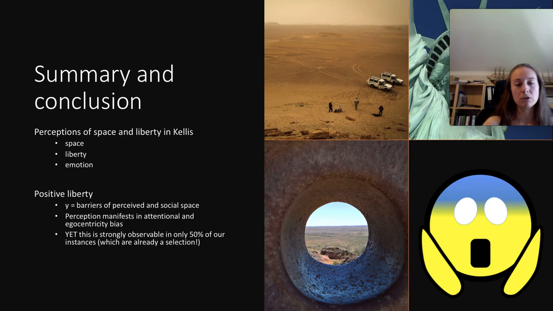Perceived space: people seem to have a problem with travelling, seem to conceptualize journeys as harsh. Social space: well, it takes a long time, so the kind of human agency is not that much there. No high-speed trains or something like that. Perception manifests in attentional and egocentricity bias. We saw that attentional bias is not incredibly common. It's only in about 50% of our already few instances, but we do observe it. Egocentricity bias, in the sense of someone actually shifting to the perspective of the other, is again not very common. It affects about 30 to 40% of our relevant instances, that are few as it is.